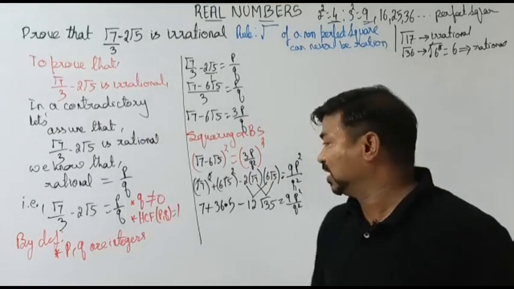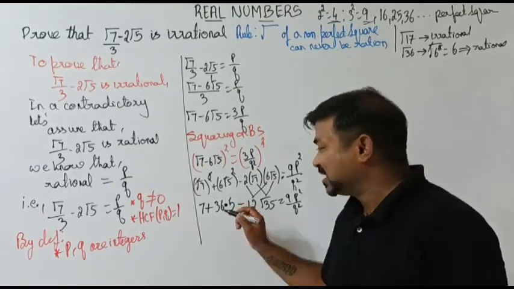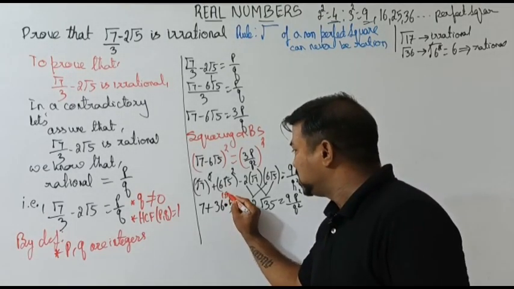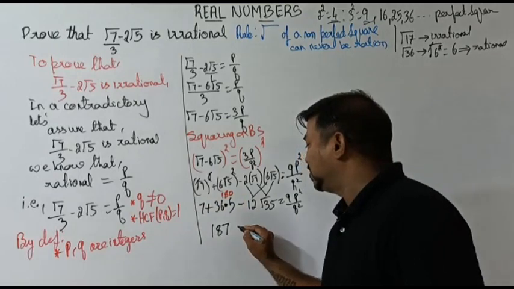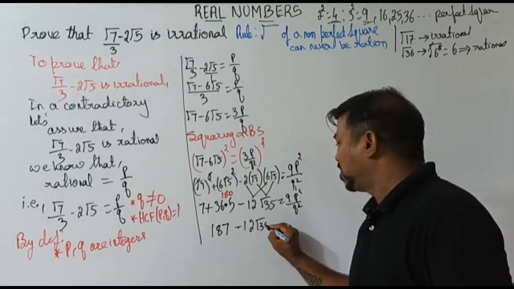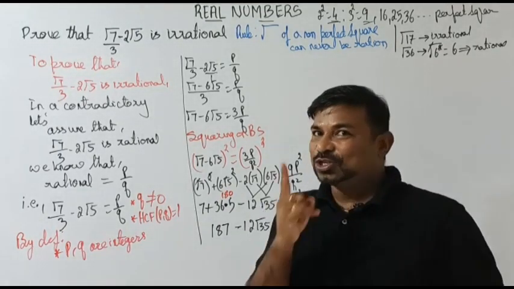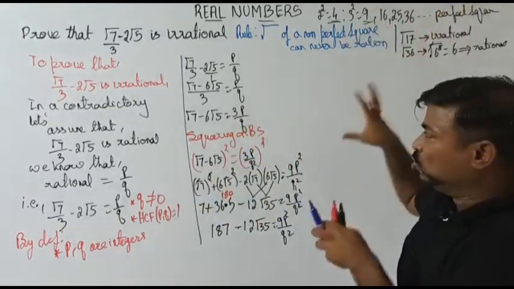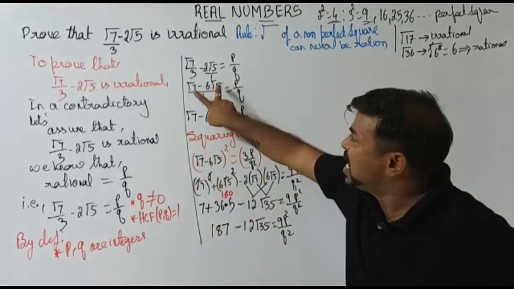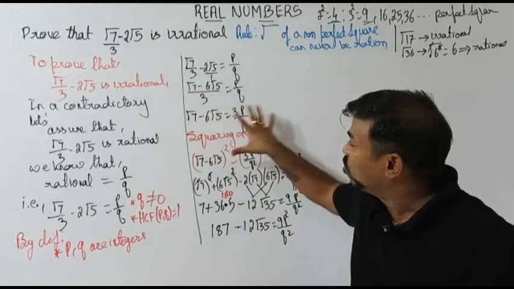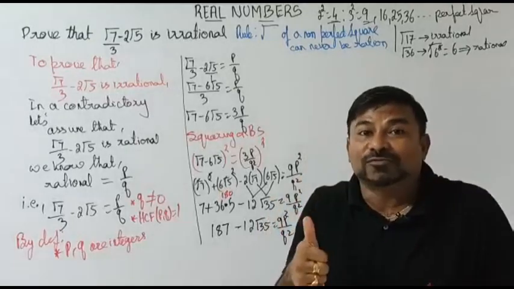I'm still simplifying, nothing else. Now 36 into 5 is 180. 180 plus 7 is 187. 187 minus 12 root 35 is equal to 9p square by q square. Yes, we got it. So what was I saying? I want to apply this rule here. For this, under root of a non-perfect square, we need how many roots? Only 1. To make that only 1 root, I have squared it on both sides.